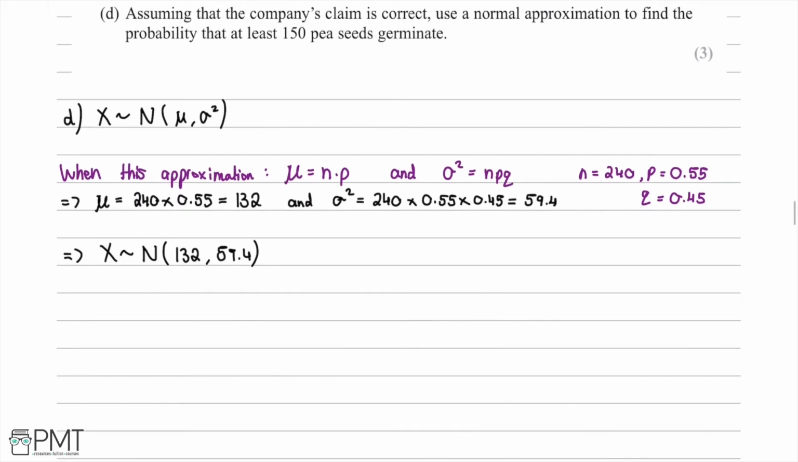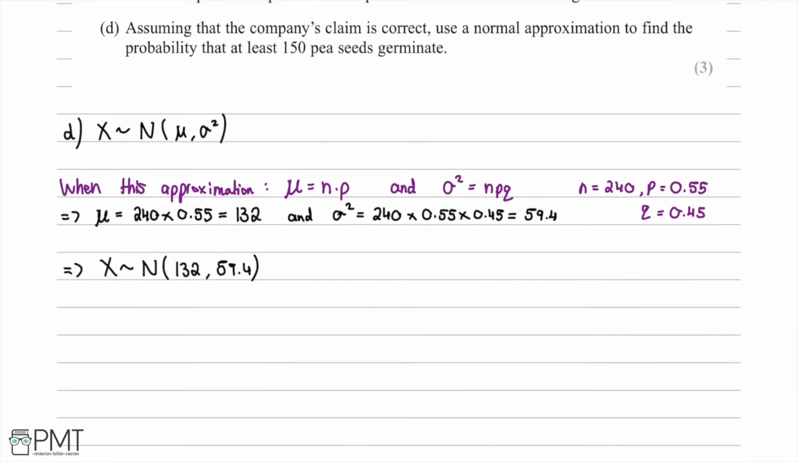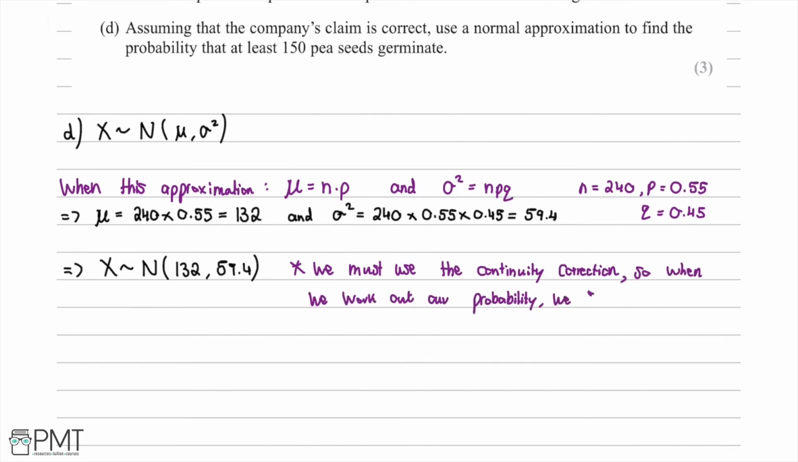Before we go on to work out this probability, we note that we must use the continuity correction. So when we work out our probability, we subtract 0.5. This is something that we know that we're to do when we are using a normal approximation, and this is just part of the process.